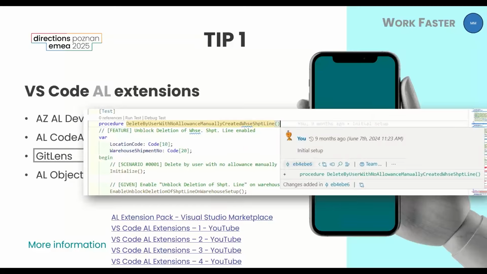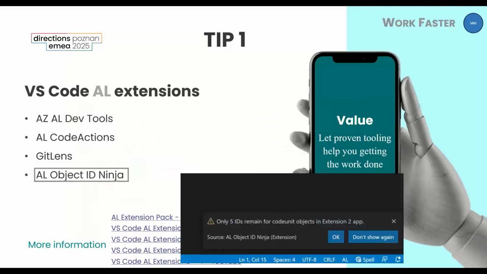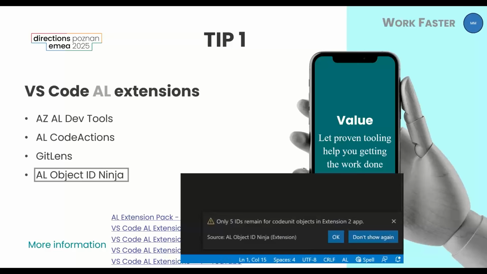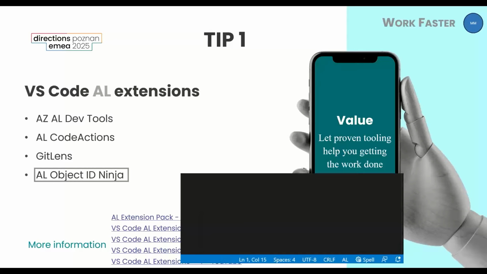And the last extension that I wanted to mention is AL Object ID Ninja from Vjeko. Literally, I cannot imagine working in a team on the same project without this extension. It is saving us a lot of time when it comes to ID collisions. So the value for this tip is, of course, that we let proven tooling help get your work done, and I would say get it done faster.